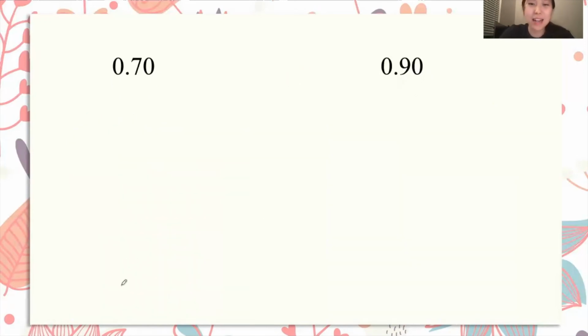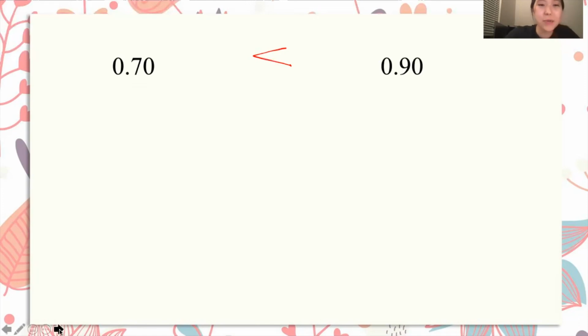0.70, 70/100, and 0.90, 90/100. Which decimal is greater? Take your time, let's think about it. I've probably heard the answer. Yes, it's 0.90, 90/100 is greater than 70/100. But why is the answer 90/100 greater than 70/100? Let's use the visual models to help.